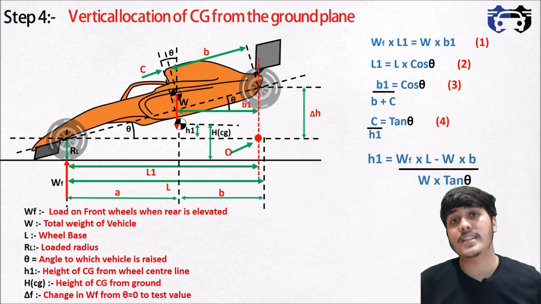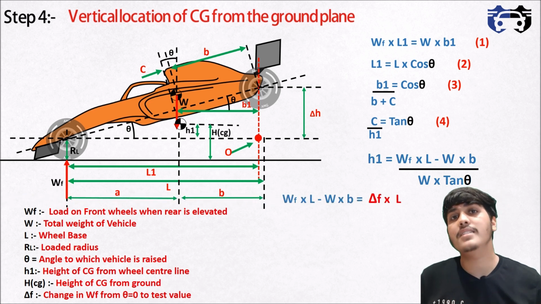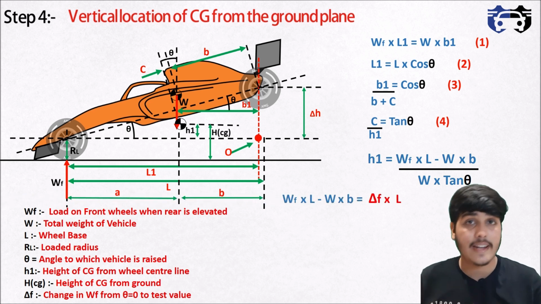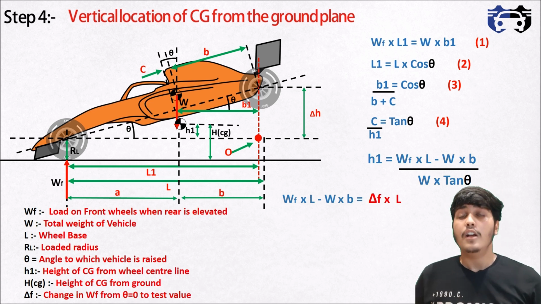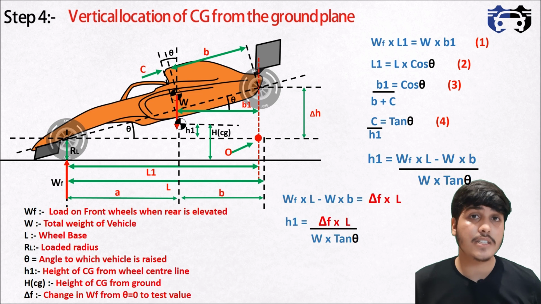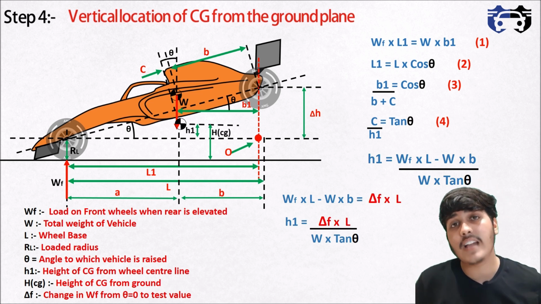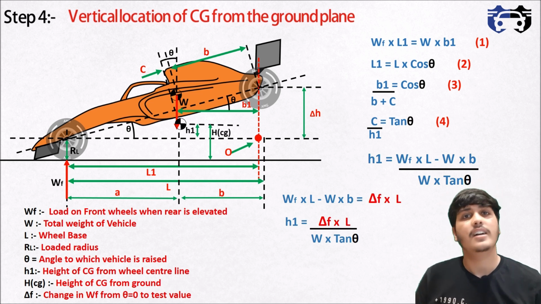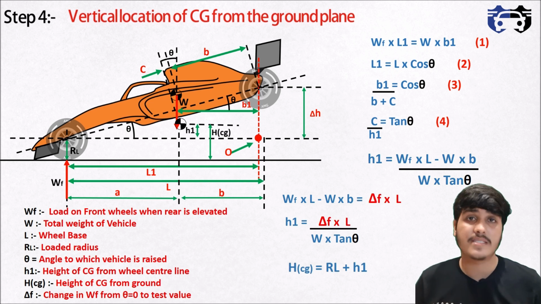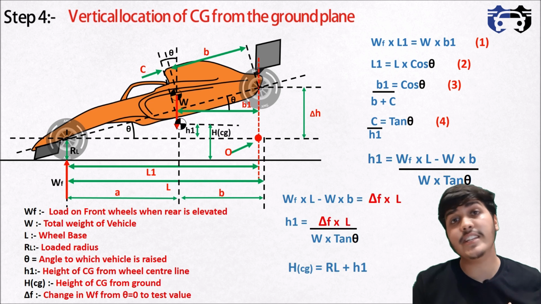In this equation, you can see Wf multiplied by L minus W into B equals delta F, which is basically the load transfer from rear to front axle. So here, H1 is the height of CG from the tire center line. For finding the height of CG from the ground, you can write HCG equals RL plus H1, where RL is the loaded radius of the tire. So here you got the CG location of your car.